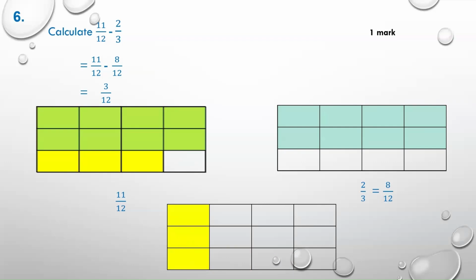So what happens now if we take off those lines going across? Then 3 twelfths is now 1 out of 4 parts. So 3 twelfths is equal to 1/4.